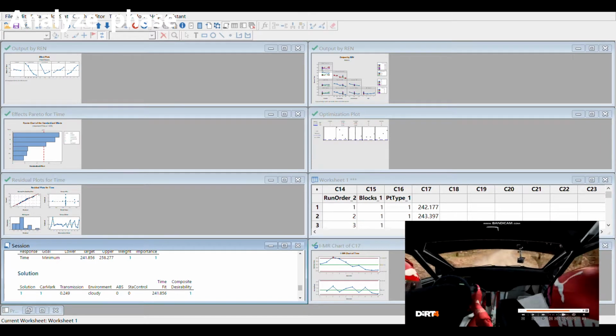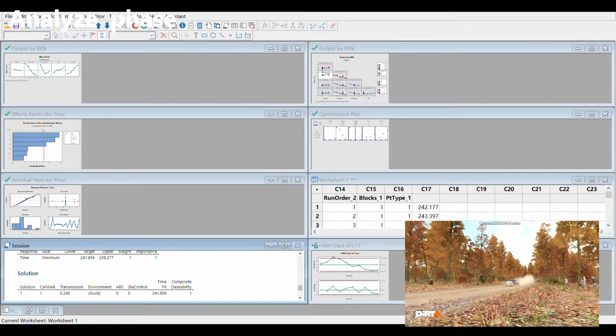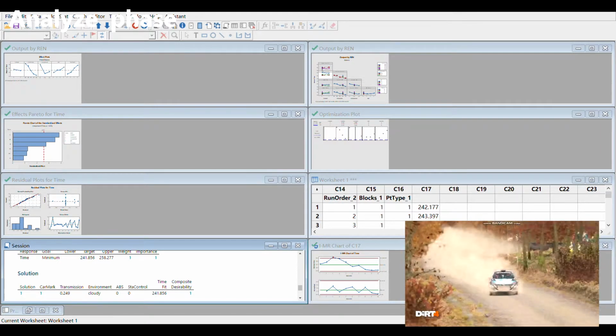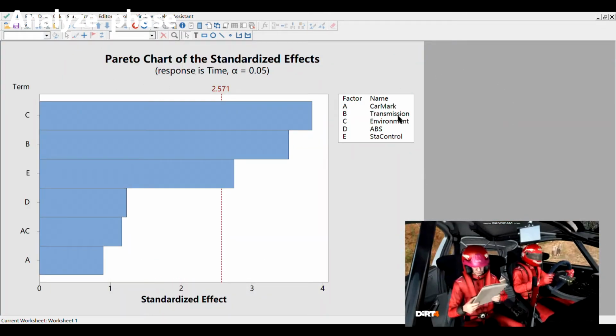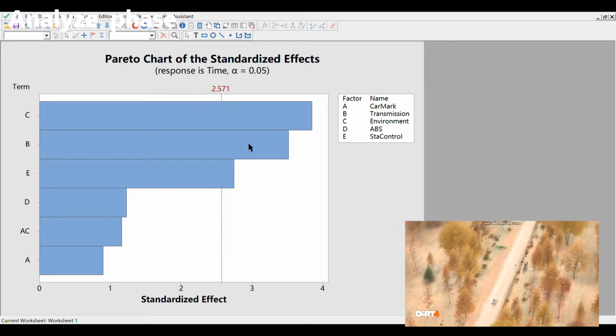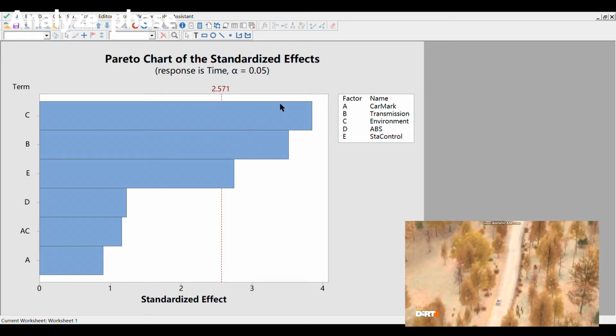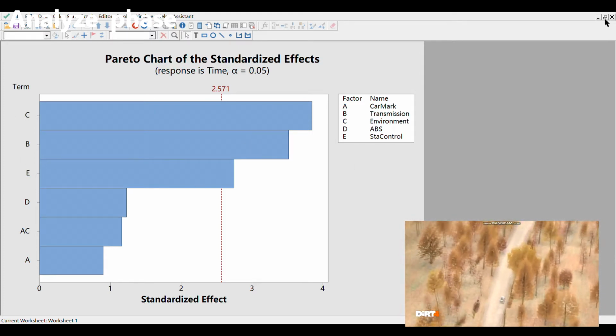Based on the data recorded, we use Minitab to draw some plots and then analyze. From the Pareto chart, we found that the environment, transmission, and stability control are the most significant factors among all the factors.